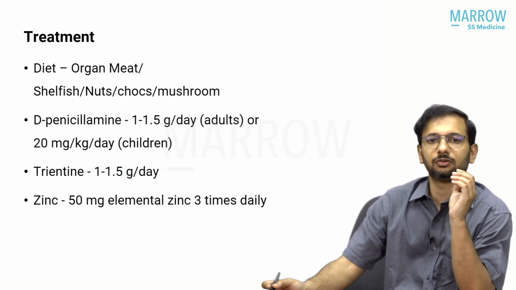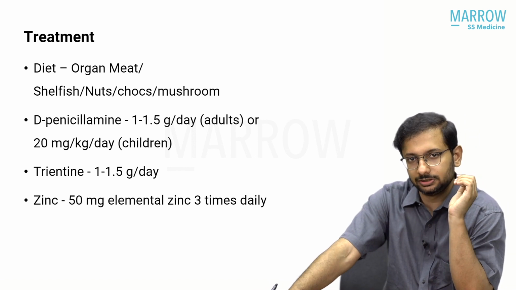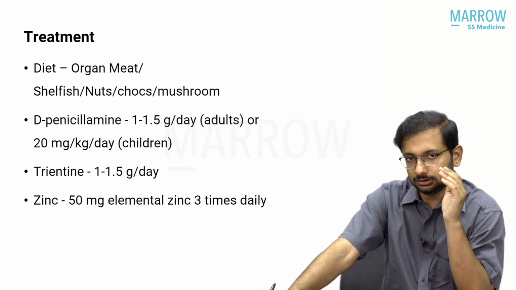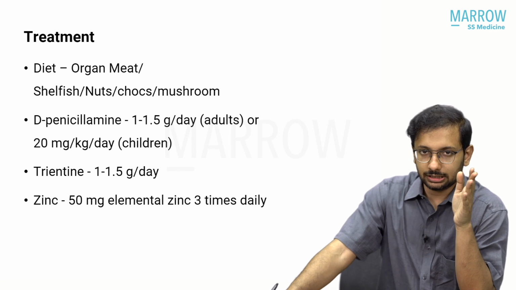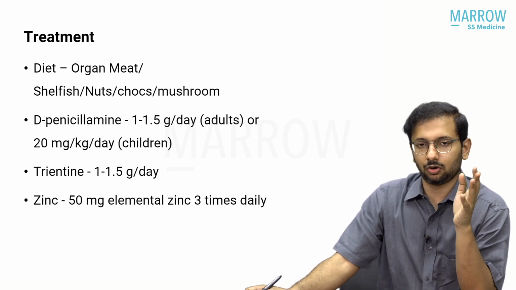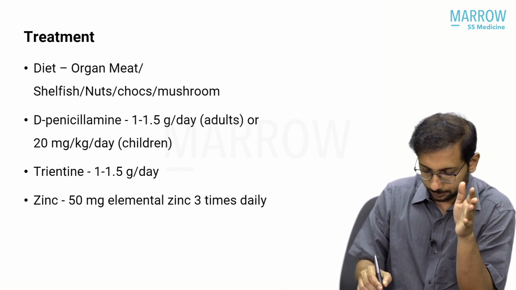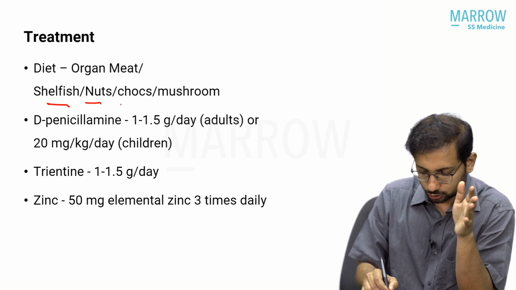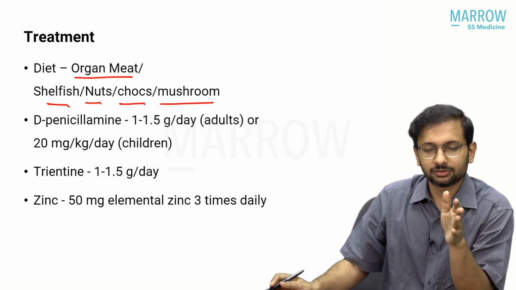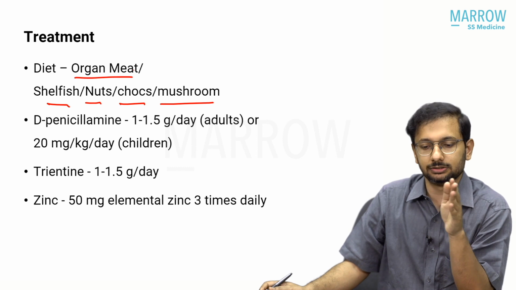So now let's see how to treat Wilson disease. Coming to the treatment of Wilson disease, the first is always the diet. Certain foods are rich in copper and those should be avoided, for example shellfish, nuts, chocolates, mushrooms, and organ meat. These have to be avoided in patients with Wilson disease.